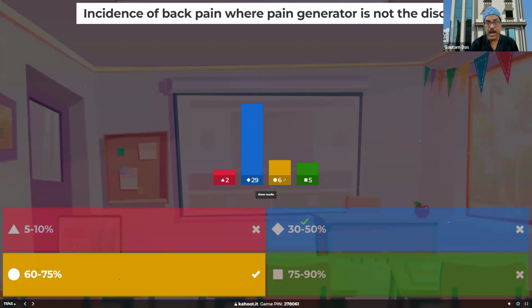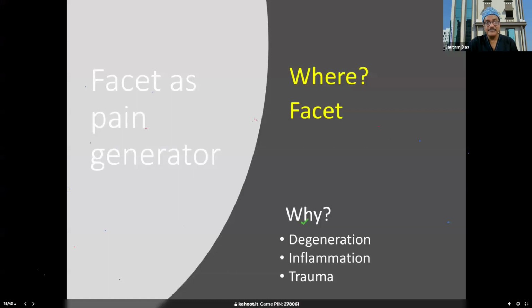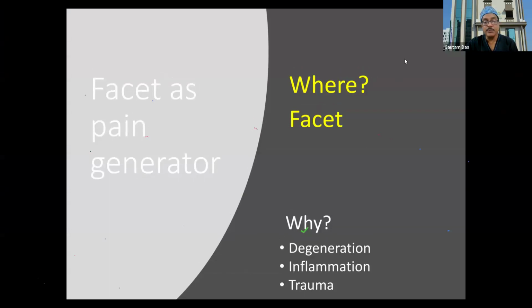That means we have to evaluate the back pain properly to understand where the pain generator is. Disc might be the commonest, but there are a lot of other structures which might be responsible for the back pain. So let us see what these structures are. Very important is your facet. If we identify the facet joint as a source of back pain, then the commonest cause is disc degeneration. Then it can be inflammation or trauma, as I already mentioned.